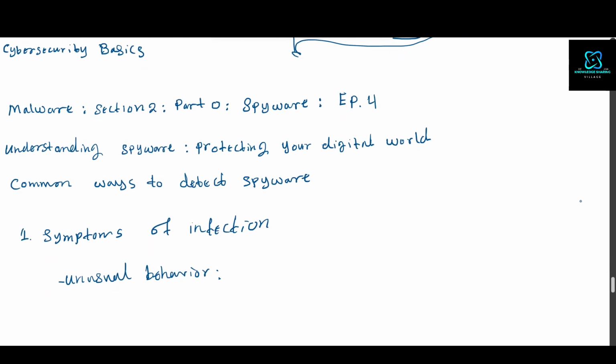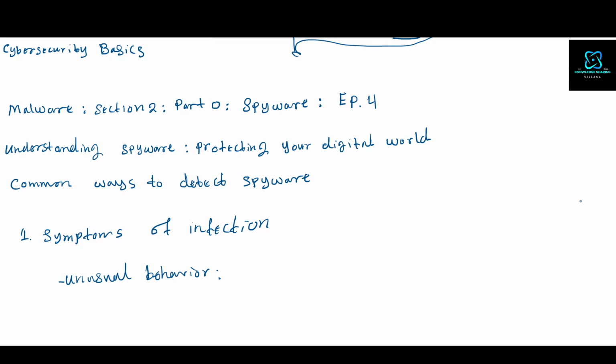You can use these common methods to detect if your device is being infected by spyware. There may be other methods or ways that I don't know about. If you do, please write them in the comment area. I will be very thankful, because here we are going to learn from each other.